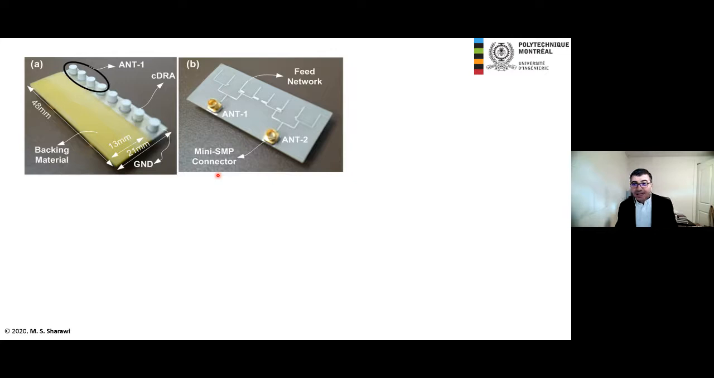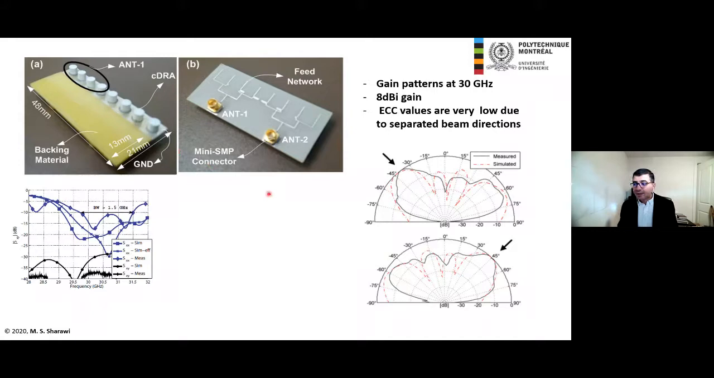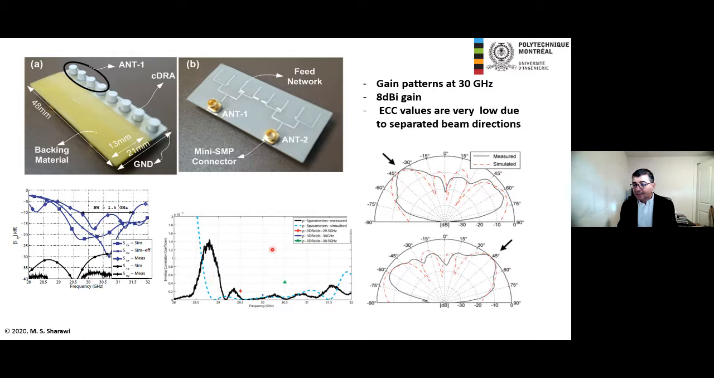So these were the actual prototypes and the measurements. As you can see here, the radiation patterns, the prototypes, and the actual measured fields. Then we also calculated the correlation coefficient based on the S parameters and based on the 3D patterns. Here, there is a good match between the two because of the high efficiency of the antennas and the tilted beams.